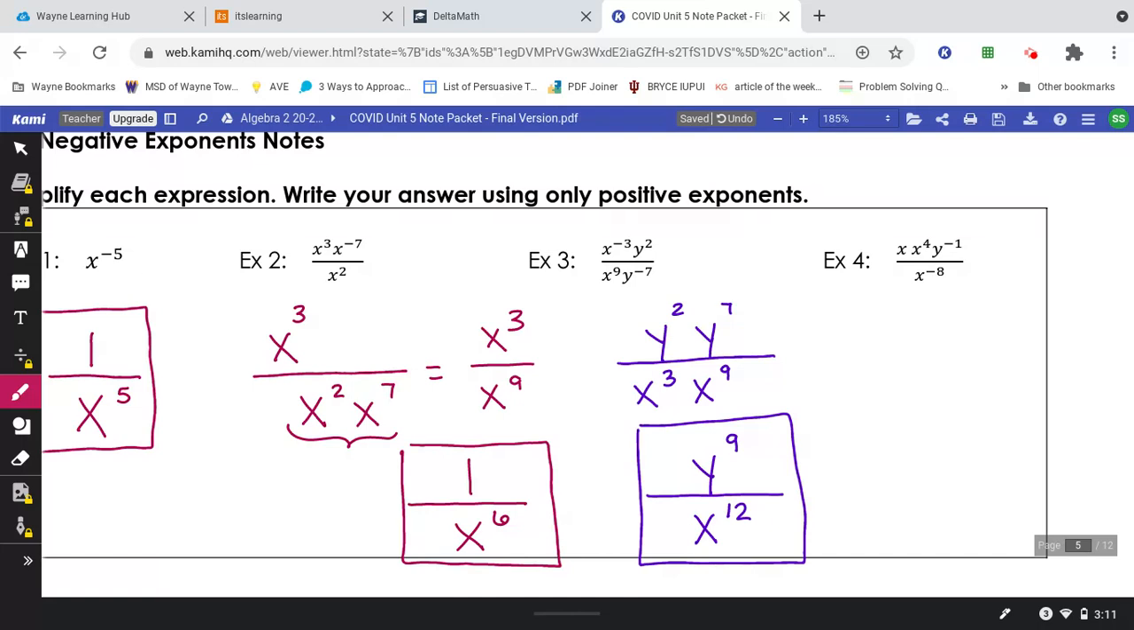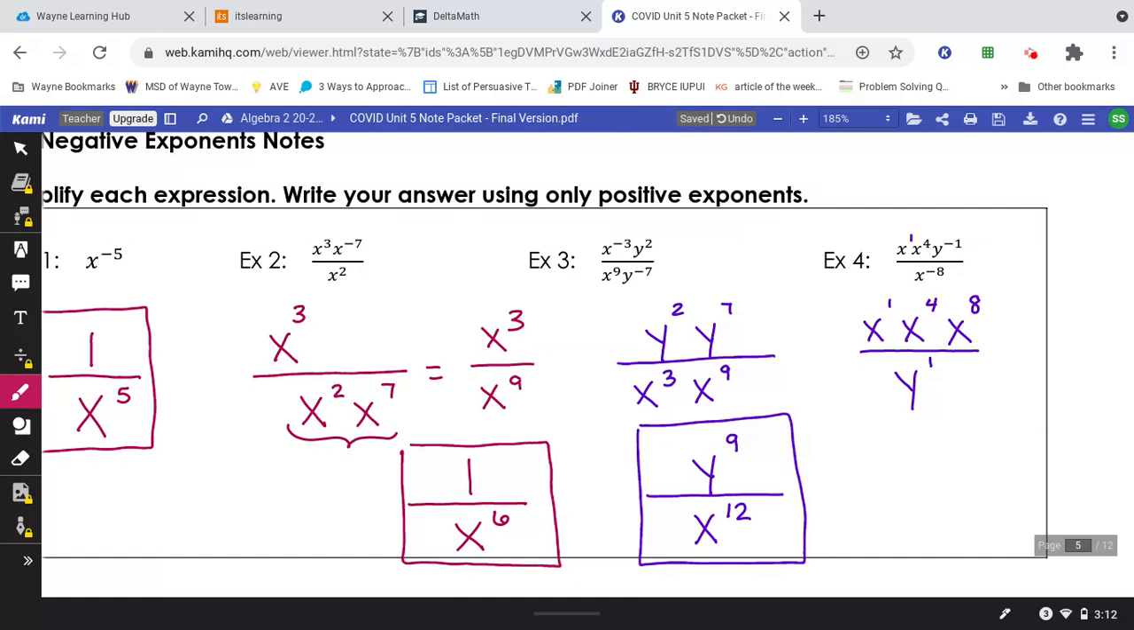Example number 4. I notice that I have this x here at the beginning. I'm going to go ahead and put a 1 right there so I don't think it's attached to that other x. Right, and then we're going to move some things around. I'm going to leave my x to the first up at the top. X to the fourth can stay. Y to the negative 1 moves down, becomes positive. And the x to the negative 8 that was in the denominator is going to move up to the top and become positive.